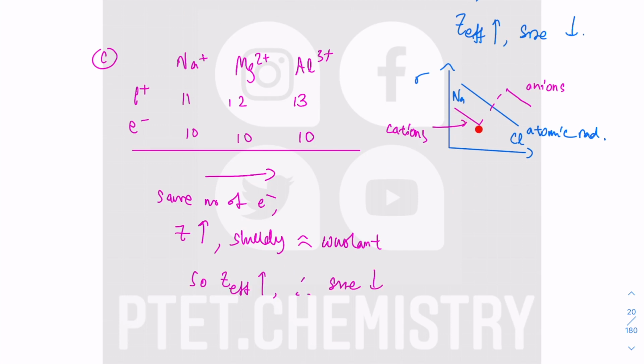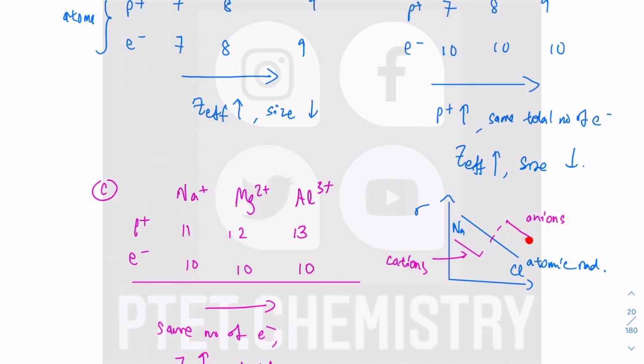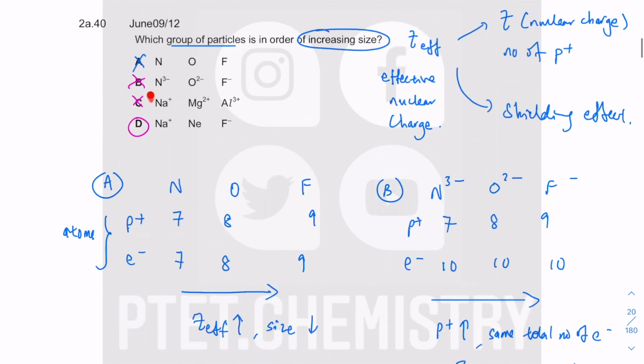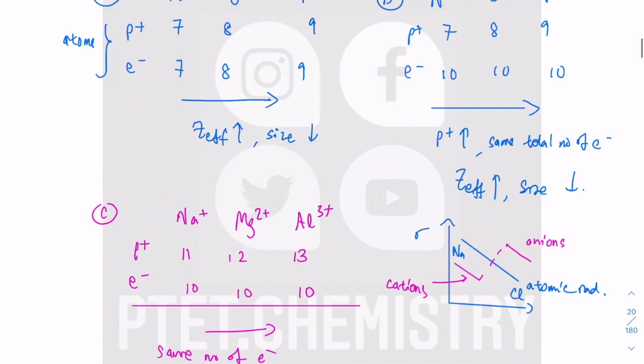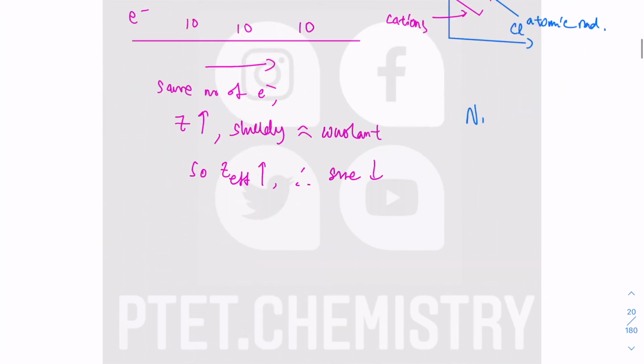That's why we get this trend here, the anion just now. That's why we know B and C are wrong, because they will be decreasing in size in that series from Na plus to Ne to F minus. Again, compare protons and also electrons. 11 protons, 10 protons, 9 protons.